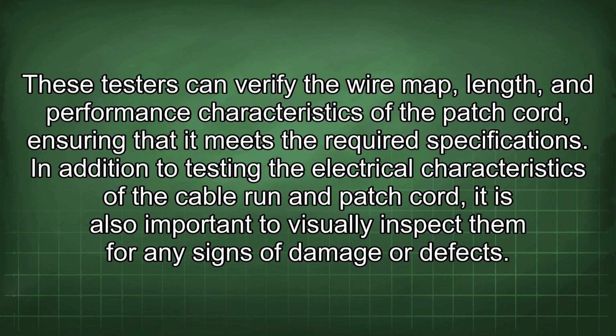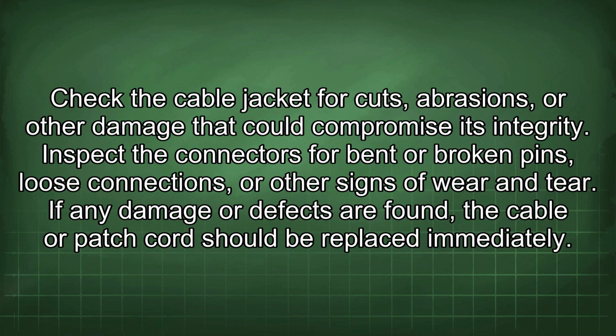In addition to testing the electrical characteristics of the cable run and patch cord, it is also important to visually inspect them for any signs of damage or defects. Check the cable jacket for cuts, abrasions, or other damage that could compromise its integrity. Inspect the connectors for bent or broken pins, loose connections, or other signs of wear and tear. If any damage or defects are found, the cable or patch cord should be replaced immediately.